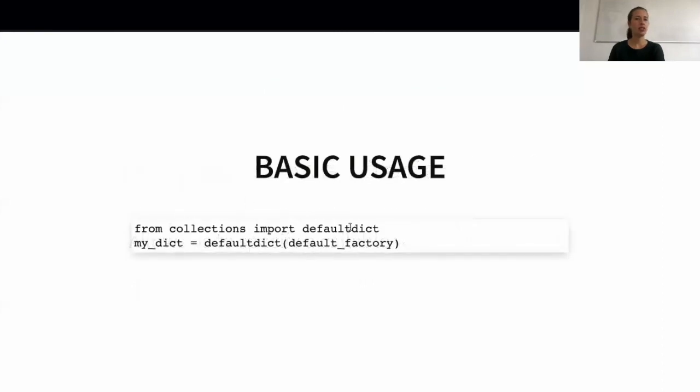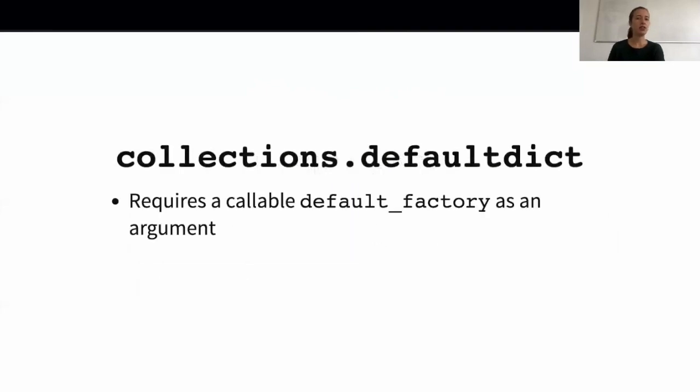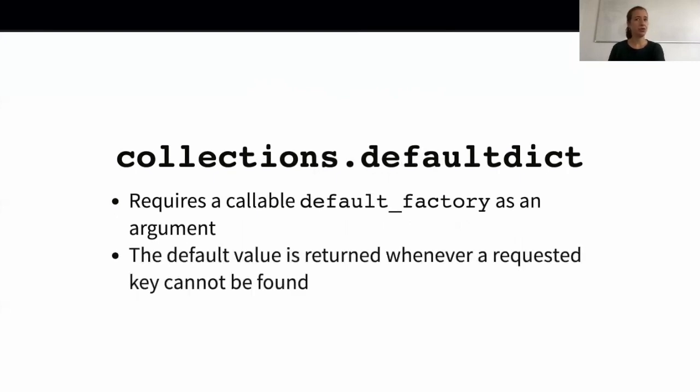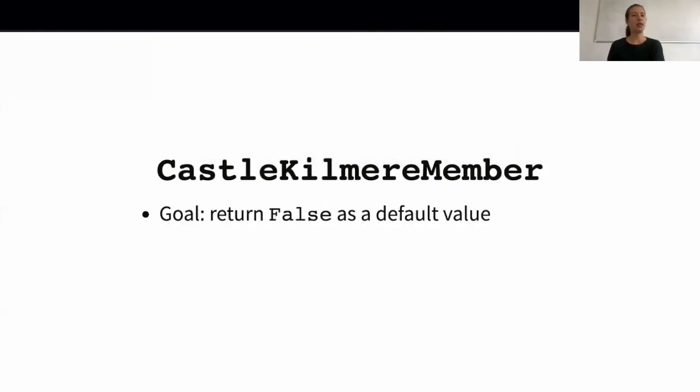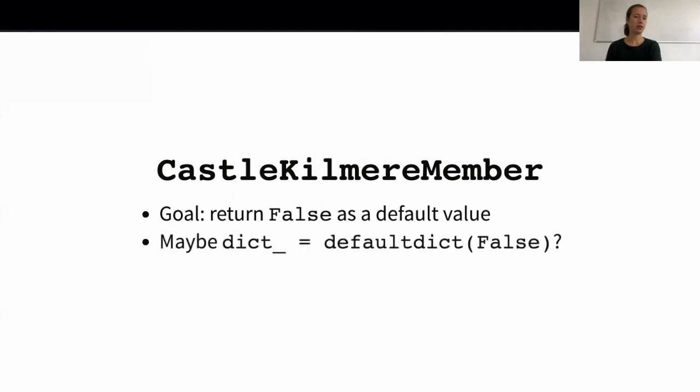We import the defaultdict class from the collections module and instantiate it by providing a default factory. The default factory must be some callable which returns a value. This returned value will be used if a requested key cannot be found. Our goal for the exhibits trait function is to return False as a default value. That means that if a requested key cannot be found, the defaultdict should create an entry for that key with the default value False. How about providing False as the default factory when initializing the dictionary?